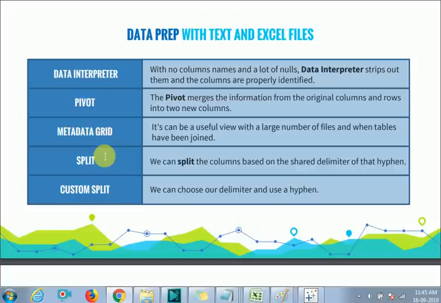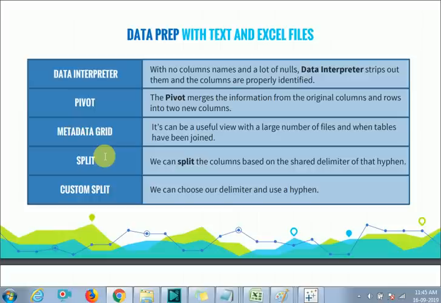For example, if you have an Excel file with no column names and a lot of nulls, there is no way to know what a column means, like name, address, country, region. There are a lot of blank cells in the Excel file. Tableau can easily interpret this, strip them out, and identify the columns properly. That is the beauty of Tableau. It is able to understand what kind of data it is, what the rows and columns are, and what they belong to. That is called a data interpreter.